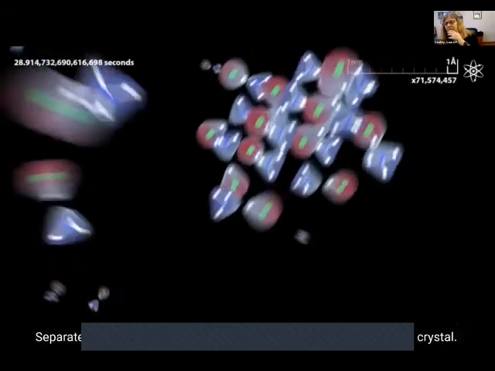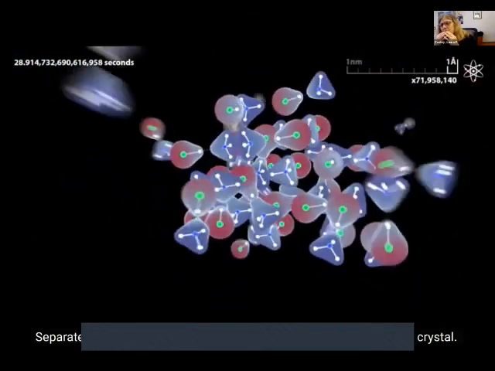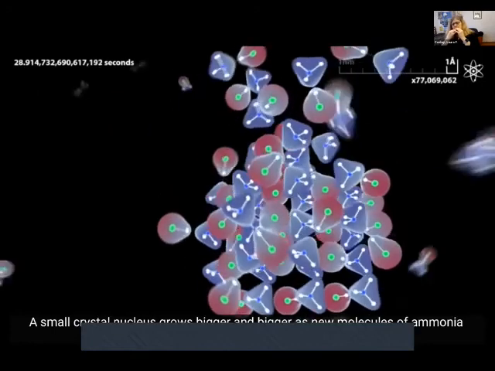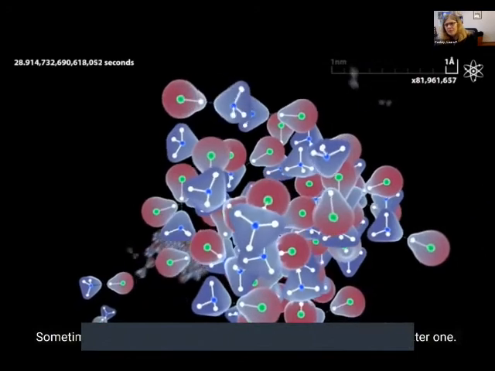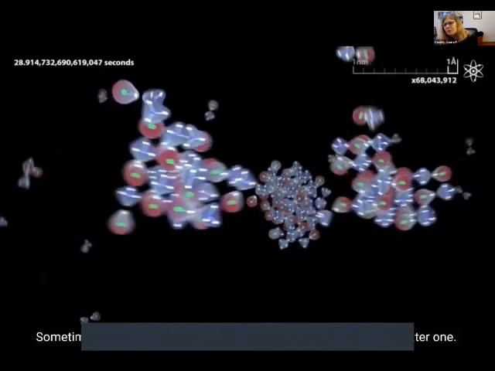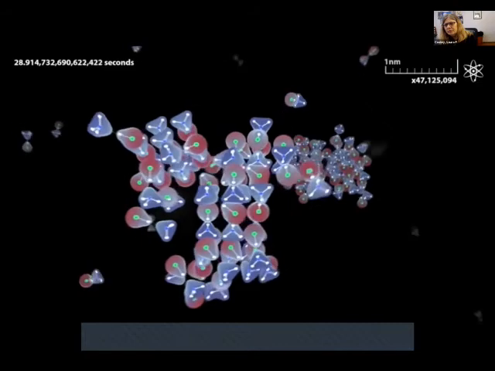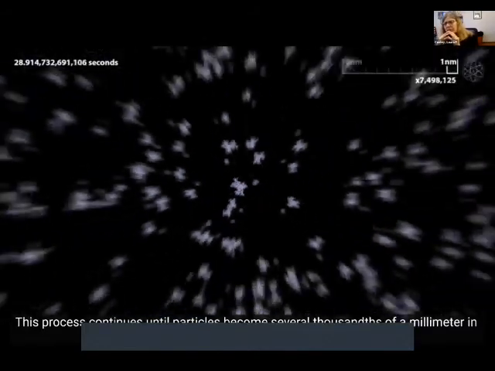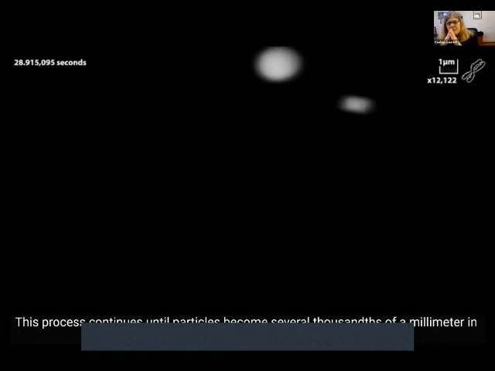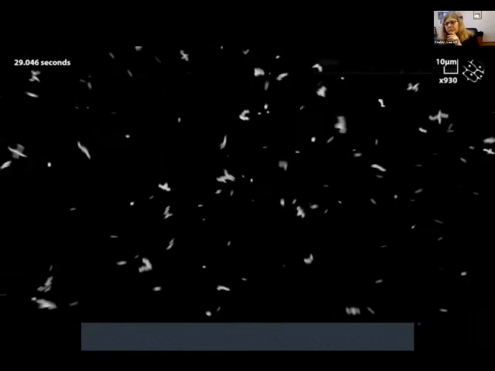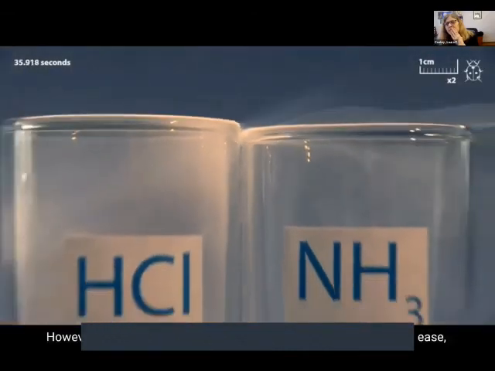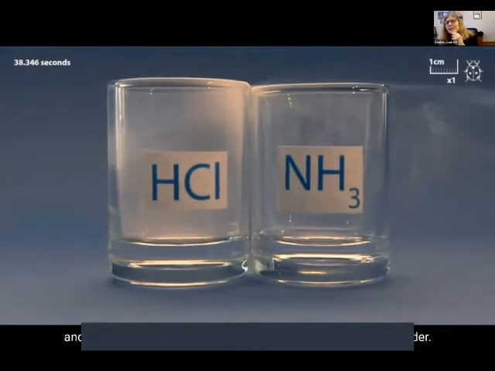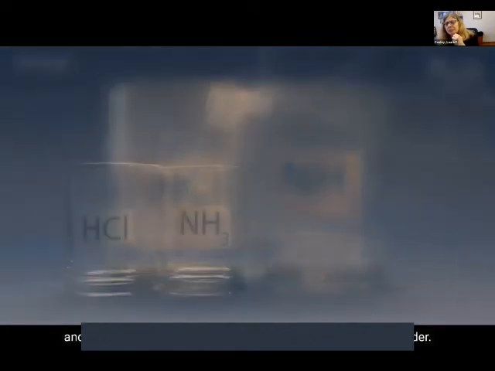Separate molecules of ammonia chloride combine together to form a crystal. A small crystal nucleus grows bigger and bigger as new molecules of ammonia chloride join to it. Sometimes a couple of small crystals combine together, giving a greater one. These new crystals can combine in their turn, and so on. This process continues until particles become several thousandths of a millimeter in diameter. These particles form the smoke that we can see. The process of particles growing doesn't stop at this stage. However, growing larger, they become too heavy to fly in the air with ease, and they accumulate on the surrounding surfaces as white powder.